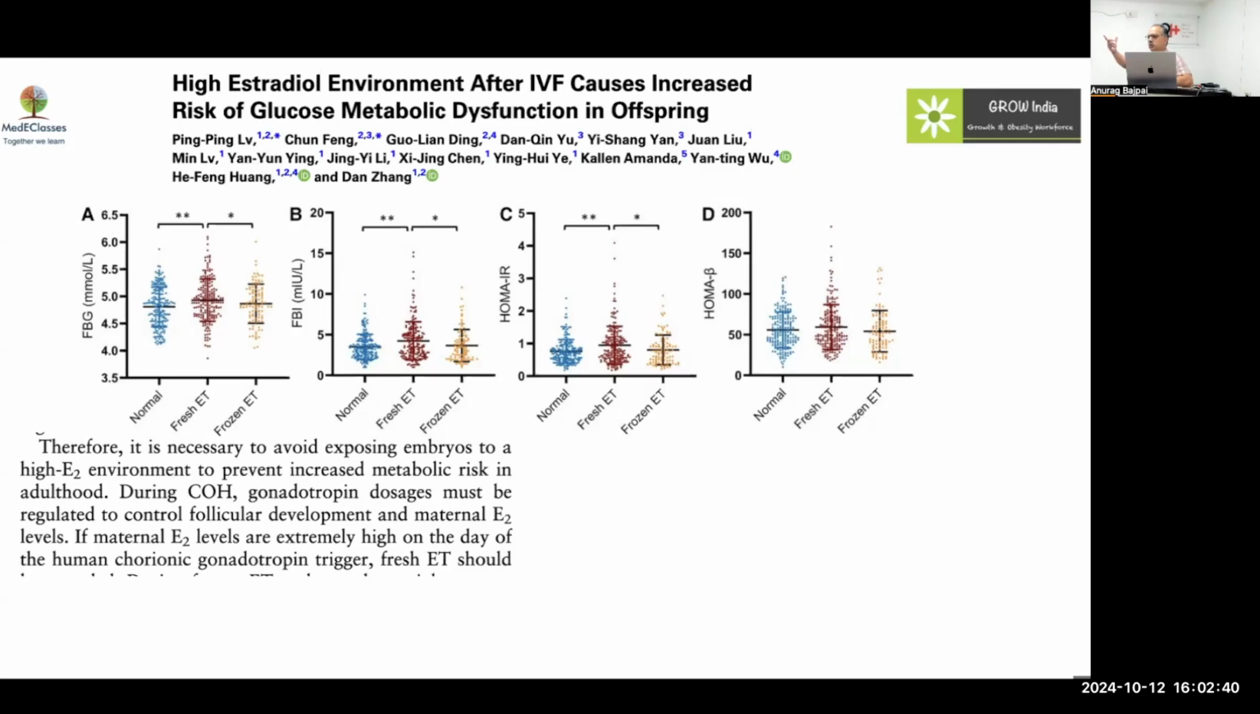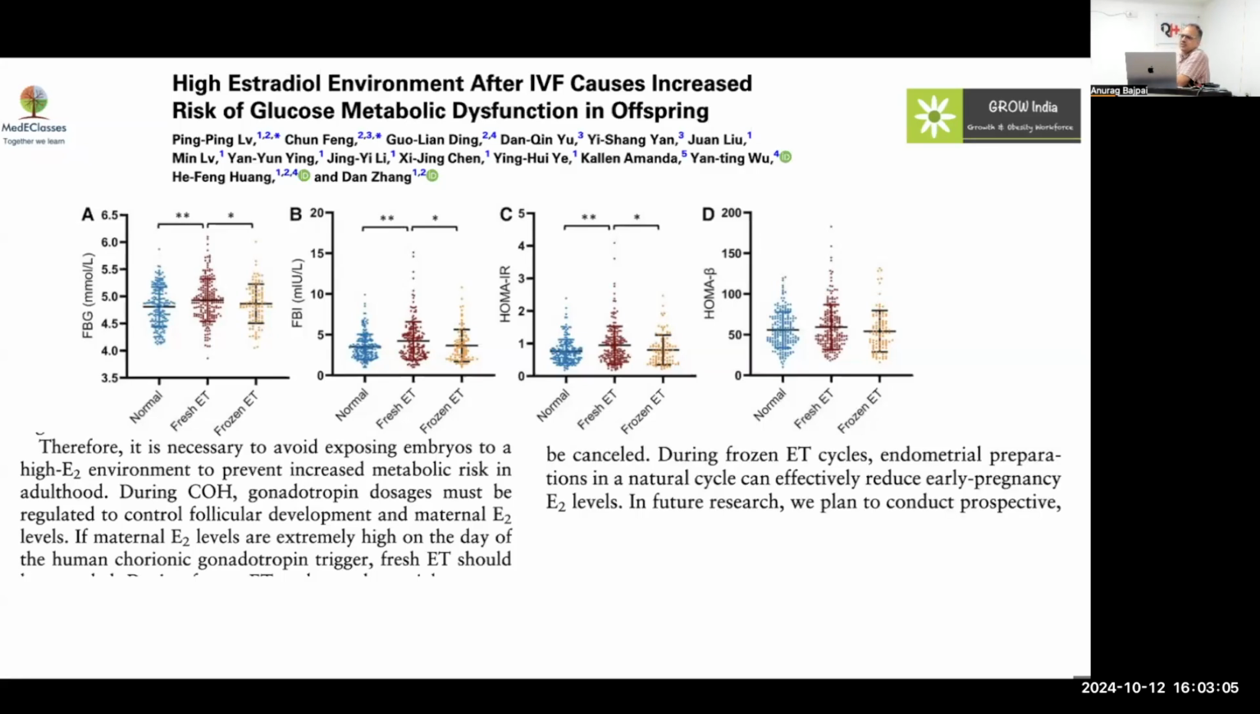It programs the children. So this is a very interesting concept, how estrogen can program the child's outcome. They in fact go ahead and say that it is necessary to avoid exposing the embryo to a high estrogen environment. They are saying if your estrogen is very high, don't do a transfer. Store the eggs and embryos and do it later. So frozen ET may be better compared to fresh ET. And when they are doing frozen, do not give too much estrogen. Try to do a natural cycle rather than an estrogen cycle.